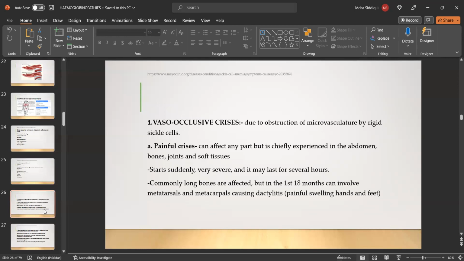Now, vaso-occlusive crisis occurs due to obstruction of microvasculature by rigid sickle cells. Painful crisis can affect any part, but it's chiefly experienced in the abdomen, bones, joints, and soft tissues. It starts suddenly, is very severe, and may last for several hours. Commonly, long bones are affected, but in the first 18 months it can involve metatarsals and metacarpals causing dactylitis, which is the painful swelling of hands and feet.